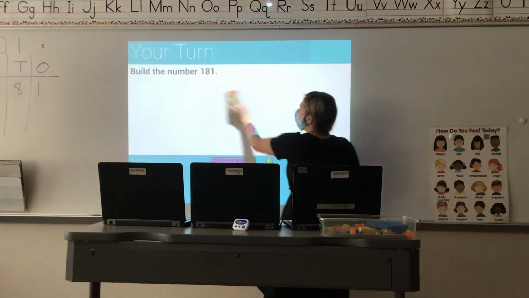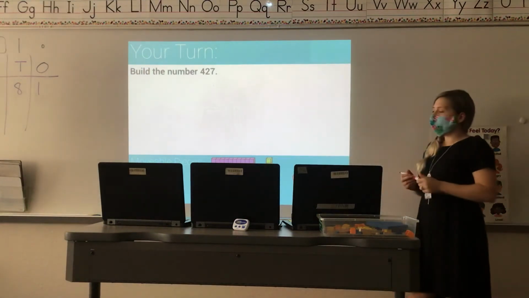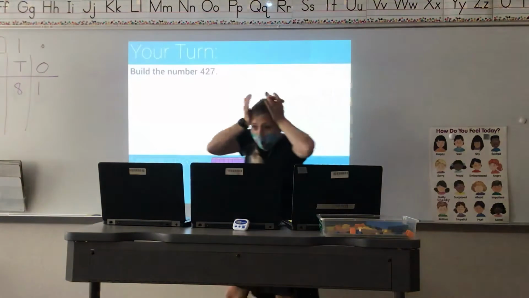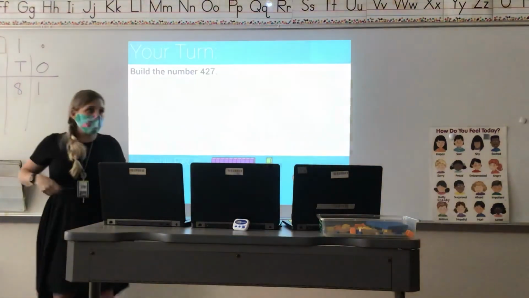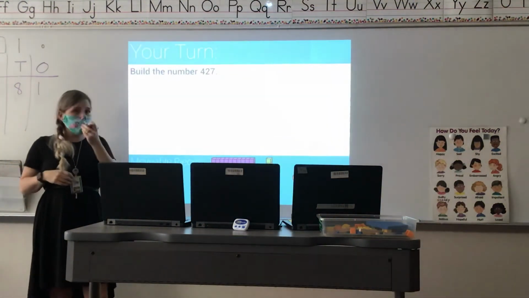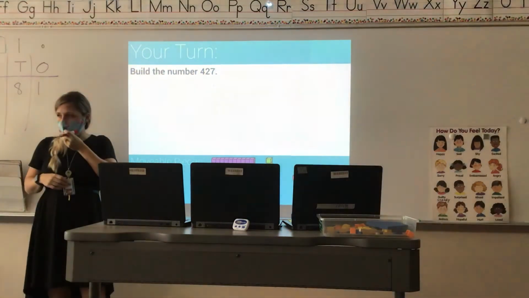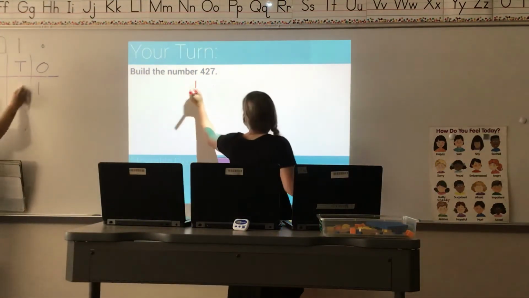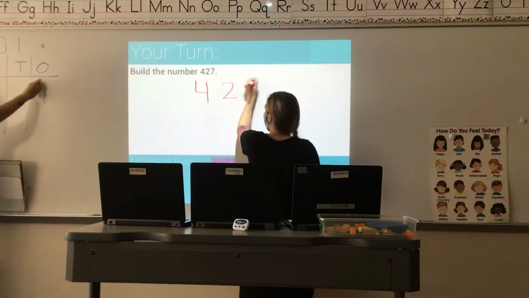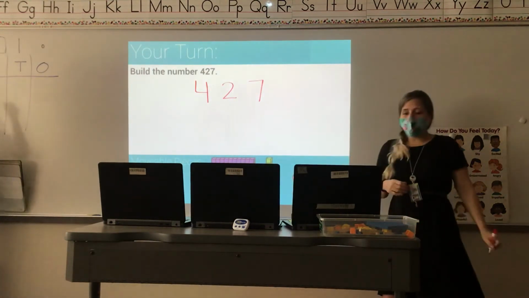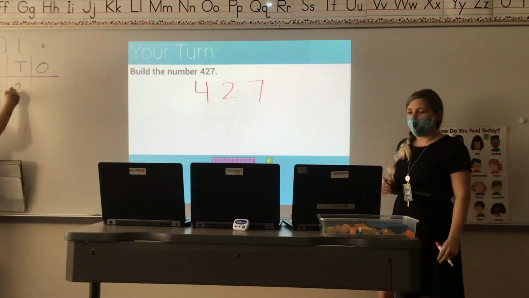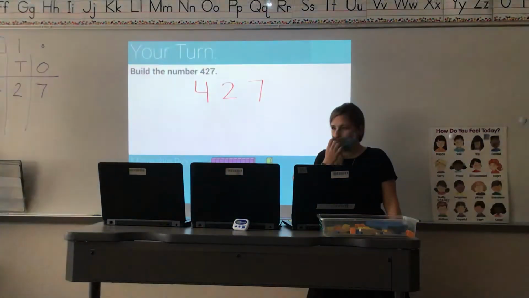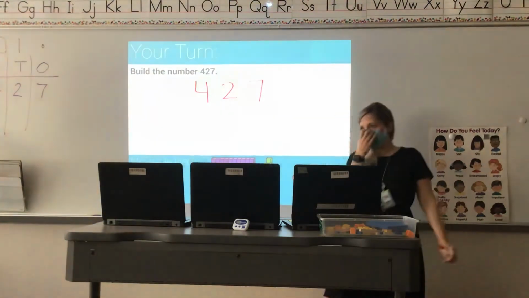Raise your boards. 427. Write it small, make those things small. Write the number 427, so you know how many to do. Your numbers tell you exactly how many. You just need to make sure you have the right pictures under the right number. Write the number 427. So how many hundreds are you gonna draw?